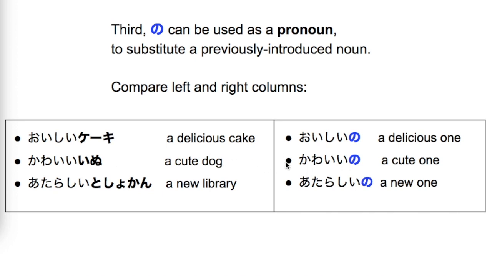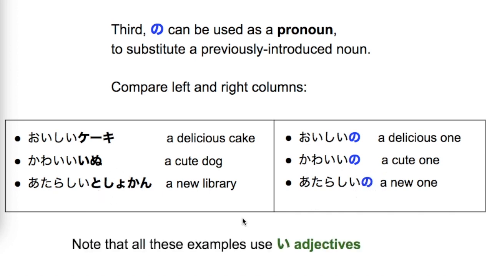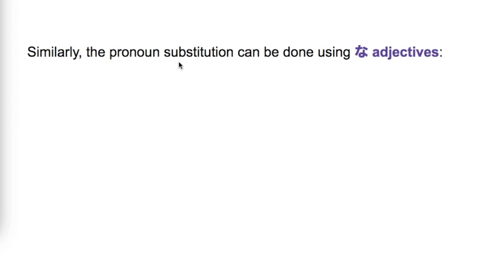A cute dog, a cute one. And a new library, a new one. Atarashii toshokan, toshokan is substituted with no. And note that all of these examples above use i adjectives. Of course, you can do the same pronoun substitution using na adjectives.